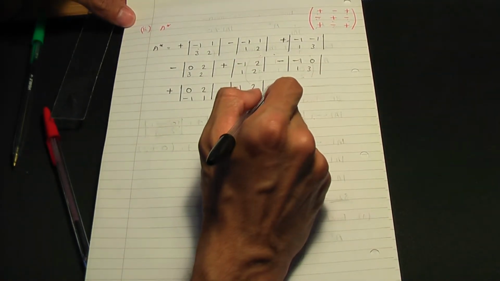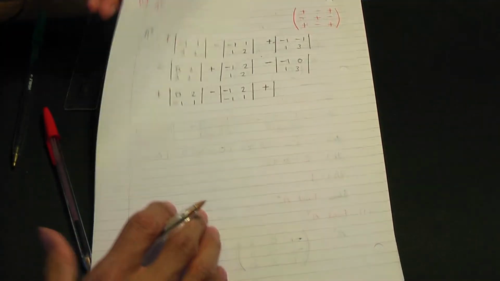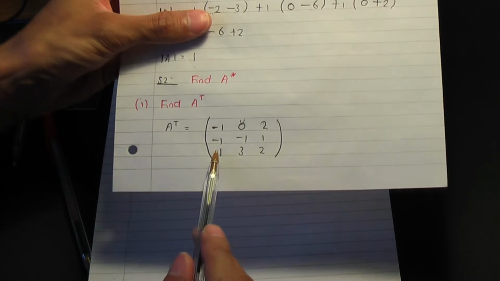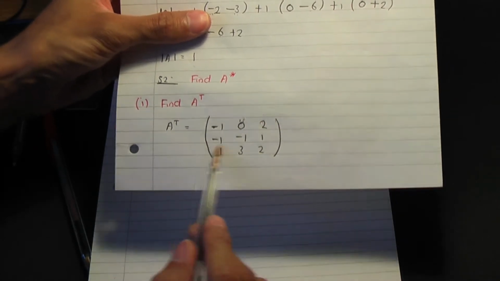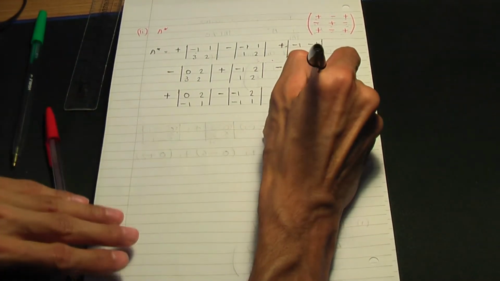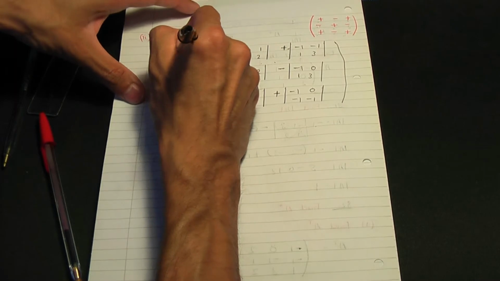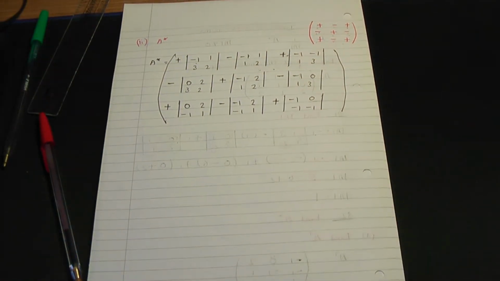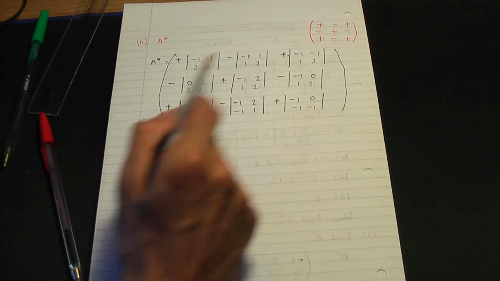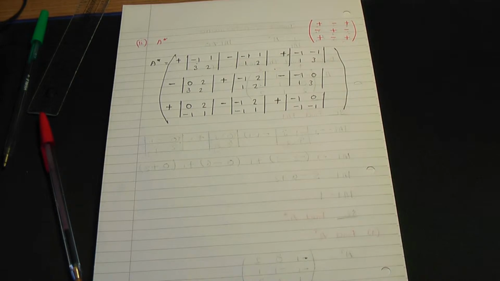And last but not least, sign associated with the third element of row 3 is plus, and go back to your transpose, minor of that element 2, so ignore the row and the column, and the elements of that determinant would be -1, 0, -1, -1. If we calculate these 2 by 2 determinants and multiply by the associated sign, you would eventually work out the adjoint of the 3 by 3 matrix.